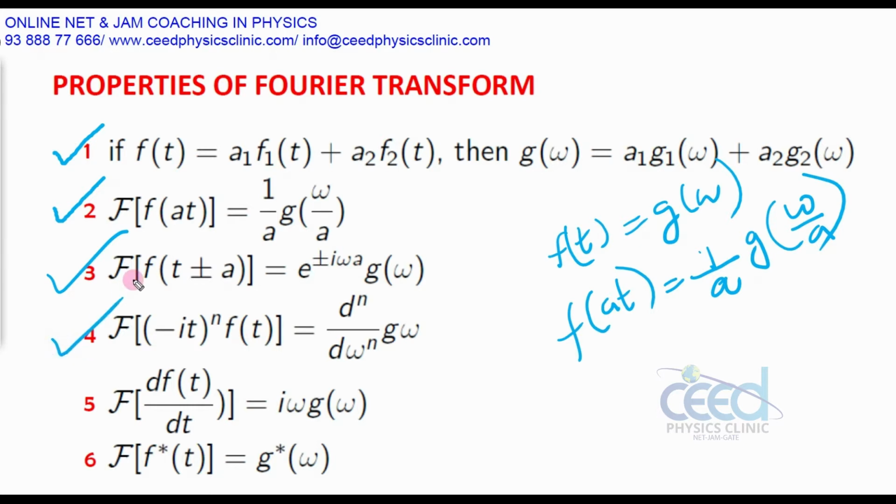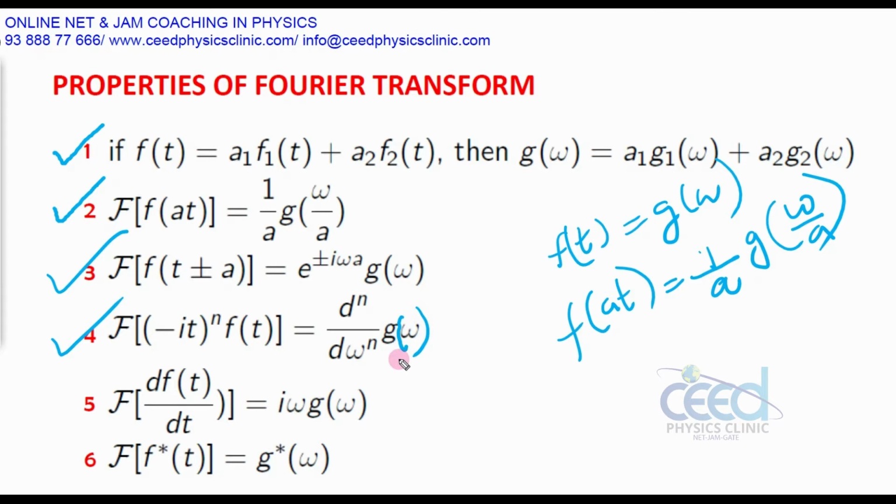And the fourth property is the Fourier transform of minus it raised to n into f of t. Suppose the function f of t is multiplied with the term minus it raised to n, where n may be any value 1, 2, 3, 4, 5, etc. That is equal to the nth derivative, d raised to n by d omega raised to n, of g of omega.